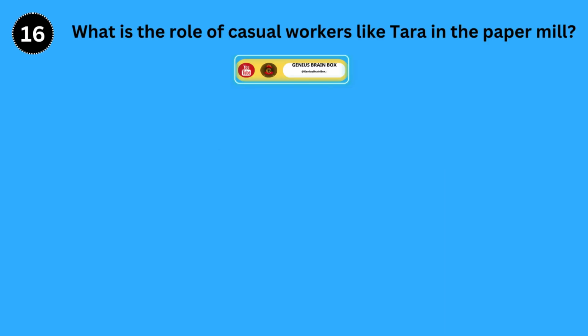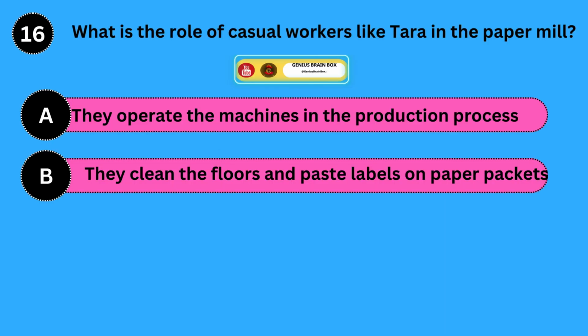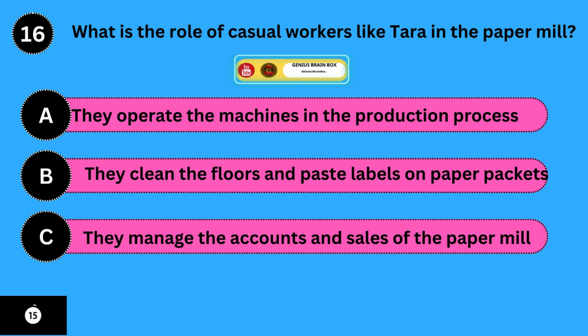What is the role of casual workers like Tara in the paper mill? Option A. They operate the machines in the production process. Option B. They clean the floors and paste labels on paper packets. Option C. They manage the accounts and sales of the paper mill.